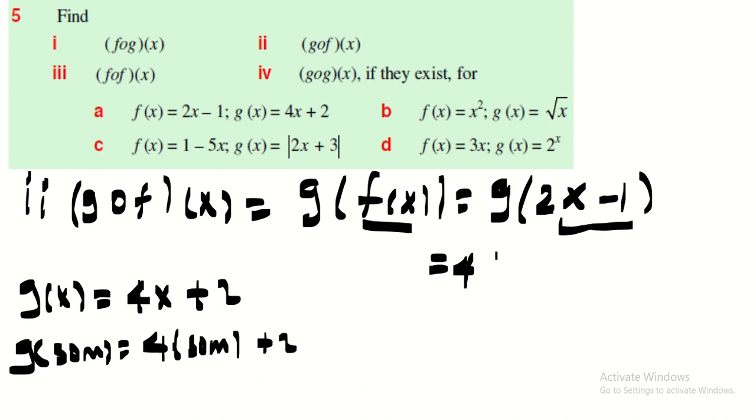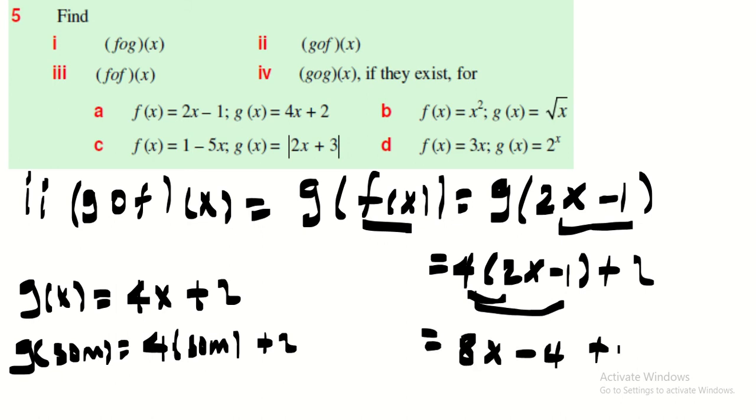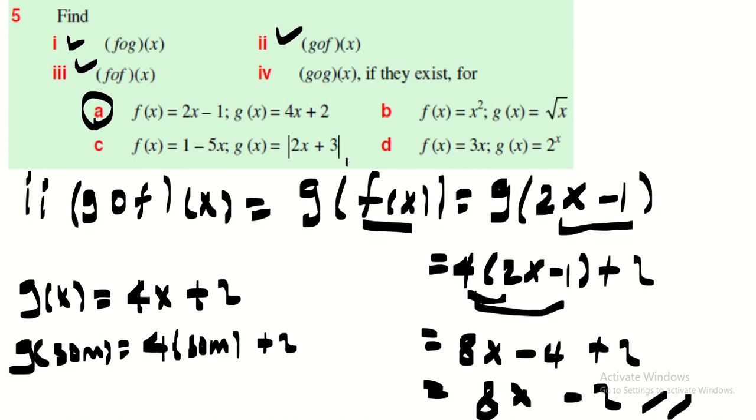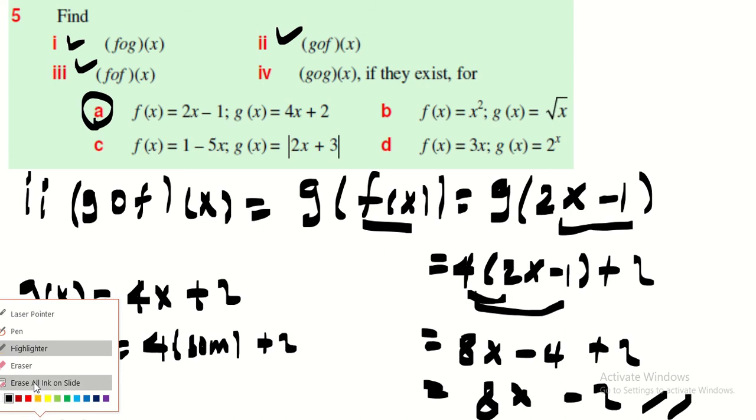So it's going to be 4 times the something, 2x minus 1, then plus 2. Then the 4 will multiply each of it. So it's going to be 8x minus 4 plus 2, which is 8x minus 2. Because negative 4 plus 2 will be negative 2. So the answer will be finally 8x minus 2. That's the answer for Roman number 2. So done. For only A we are doing, remember, the B, the C, and the D, the remaining will be done the same pattern. So I will do just one of it.